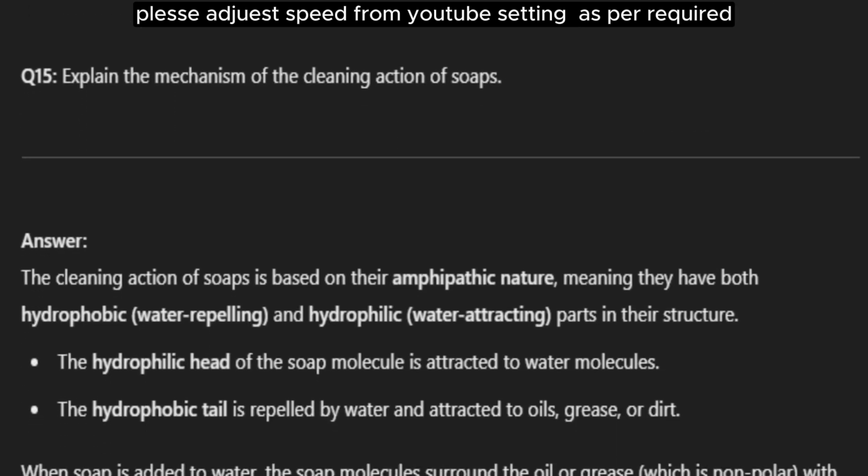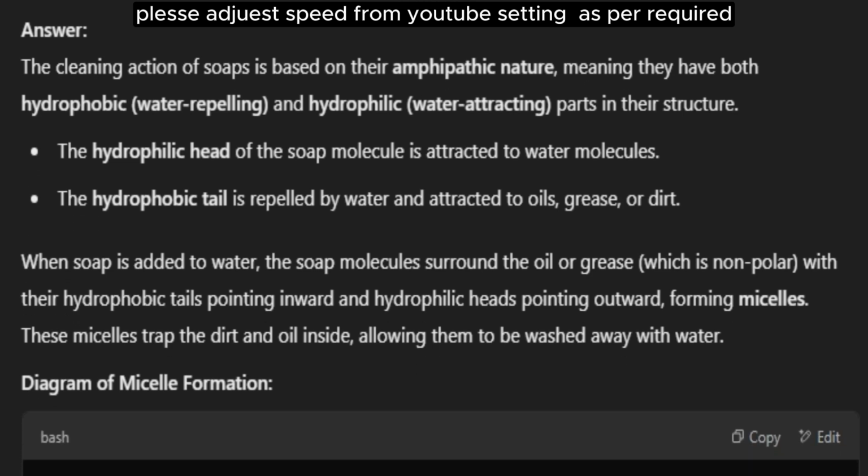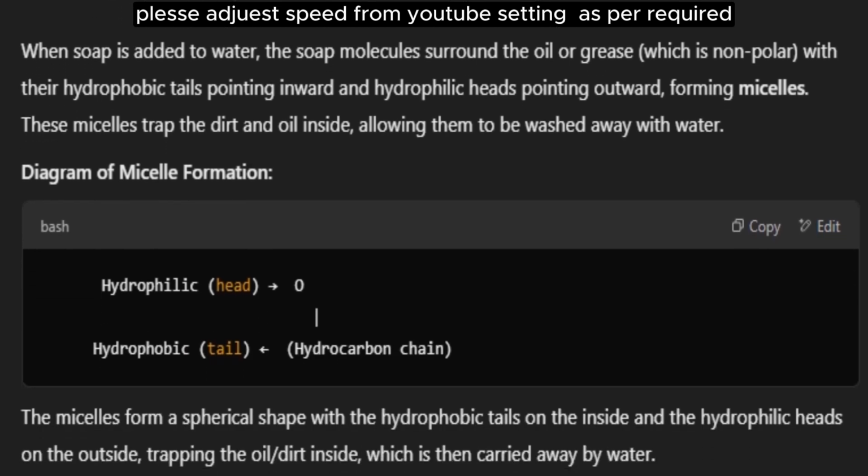Q15. Explain the mechanism of the cleaning action of soaps. Answer. The cleaning action of soaps is based on their amphipathic nature, meaning they have both hydrophobic, water-repelling, and hydrophilic, water-attracting parts in their structure. 1. The hydrophilic head of the soap molecule is attracted to water molecules. 2. The hydrophobic tail is repelled by water and attracted to oils, grease, or dirt. When soap is added to water, the soap molecules surround the oil or grease, which is non-polar, with their hydrophobic tails pointing inward and hydrophilic heads pointing outward, forming micelles. These micelles trap the dirt and oil inside, allowing them to be washed away with water.